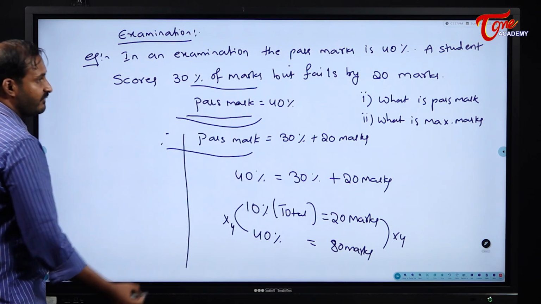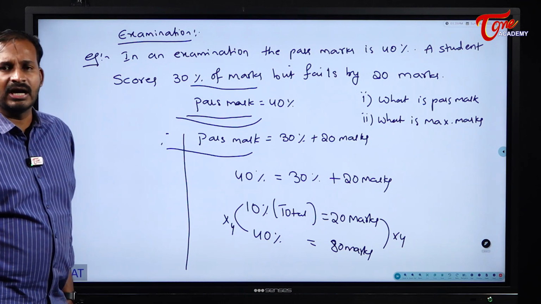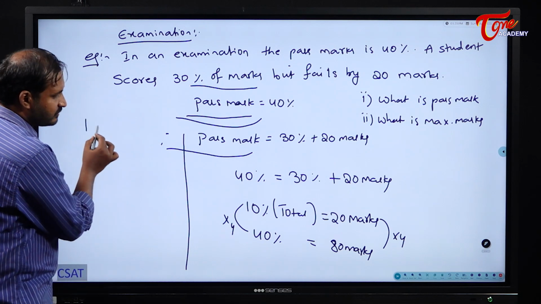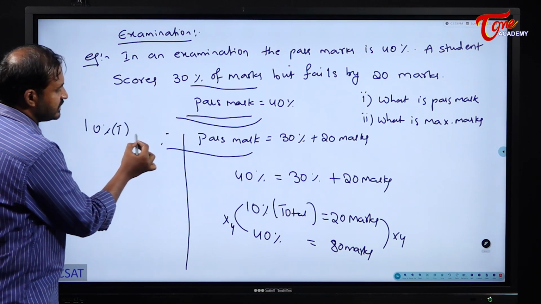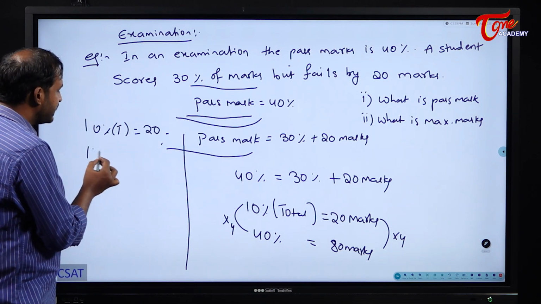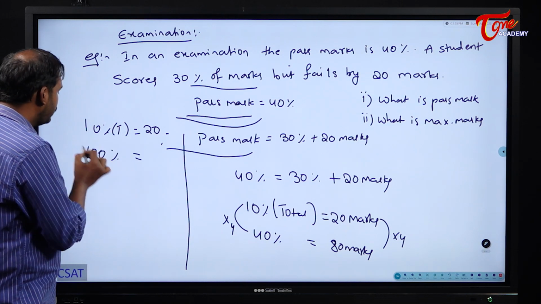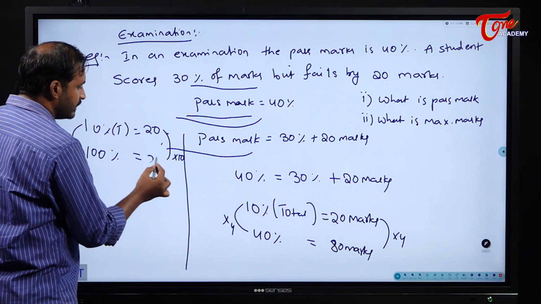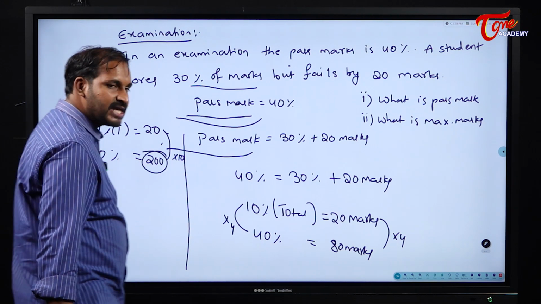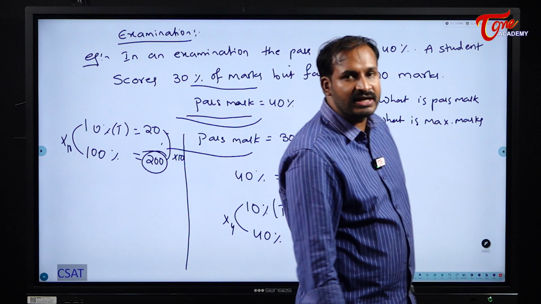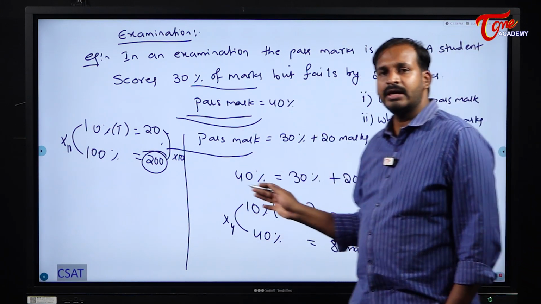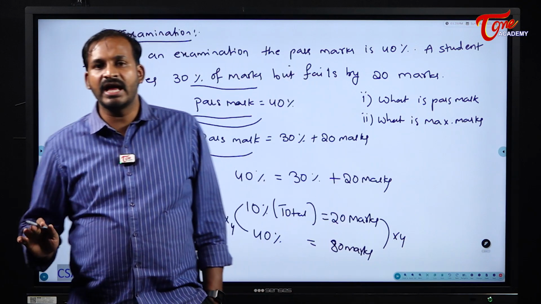Now similarly, if I want to find the maximum marks, that means 100% of total. So according to what we got, 10% of total is equal to 20 marks. 100% means what? See here, into 10. So similarly here also into 10. 20 tens are 200. So the total marks or the maximum marks in that examination will be 200. So this is one of the important cases for us based on the examination.